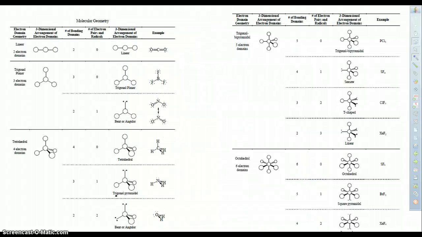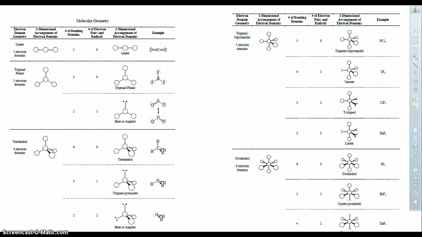Now, on the second handout, you'll notice that there is a lot more information on here. There's 6 columns. Notice that again, this one is titled Molecular Geometry, so it's a little bit different than what we saw a minute ago with our electron domain geometry. These first 2 columns, electron domain geometry and three-dimensional arrangement, come pretty much word for word from whatever we saw on the other page.